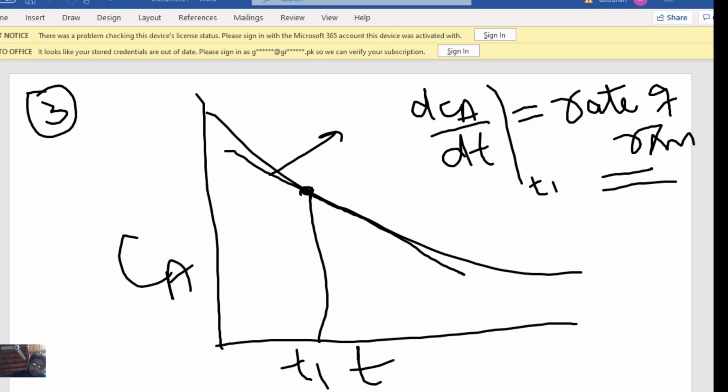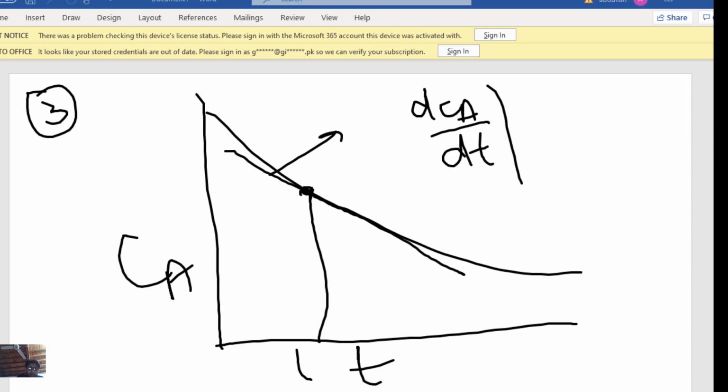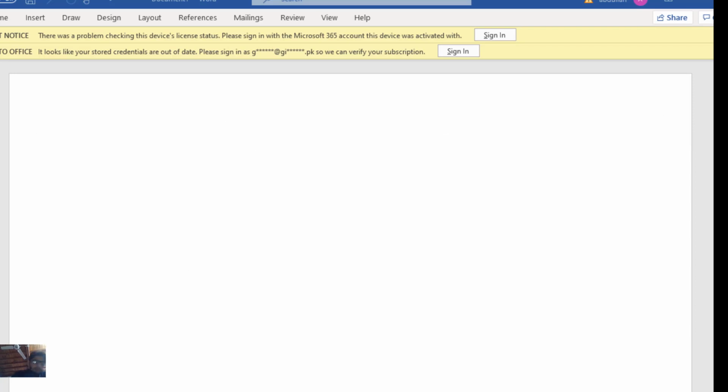But finding the slope of this tangent line is quite difficult. It is difficult to find the slope of a tangent to the curve. So we use the second method, which is called the calculus method. In this method, first of all, we draw a table.